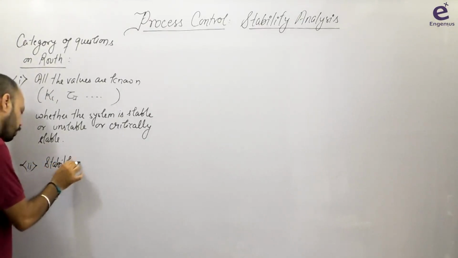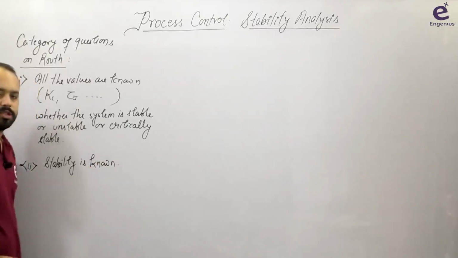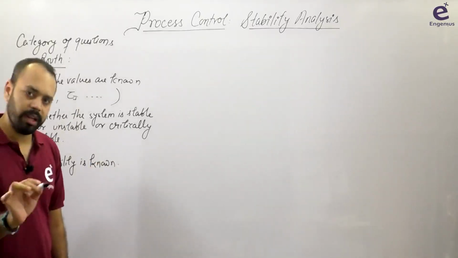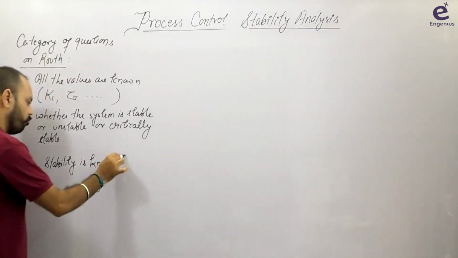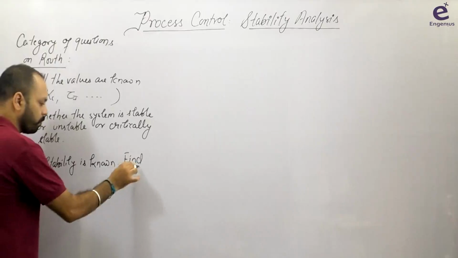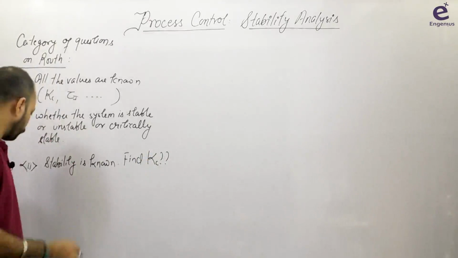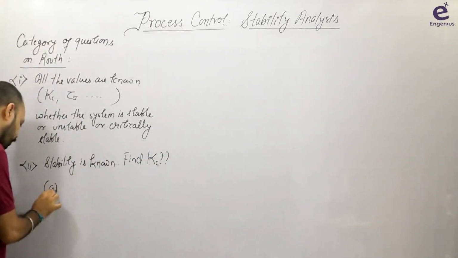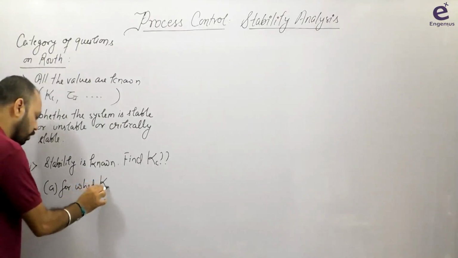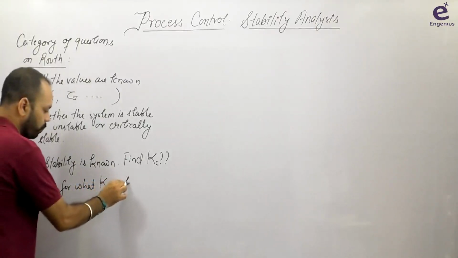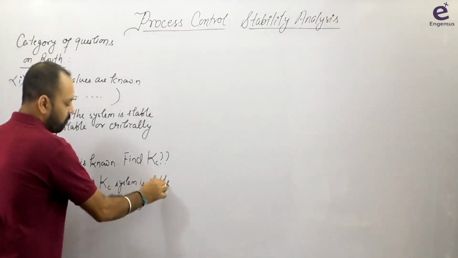Stability is known means it is known whether the system is stable, unstable or critically stable. Okay, stability is known. Find Kc. For what value of Kc? Now there can be subcategories: for what Kc the system is stable. For what value of Kc the system is stable.